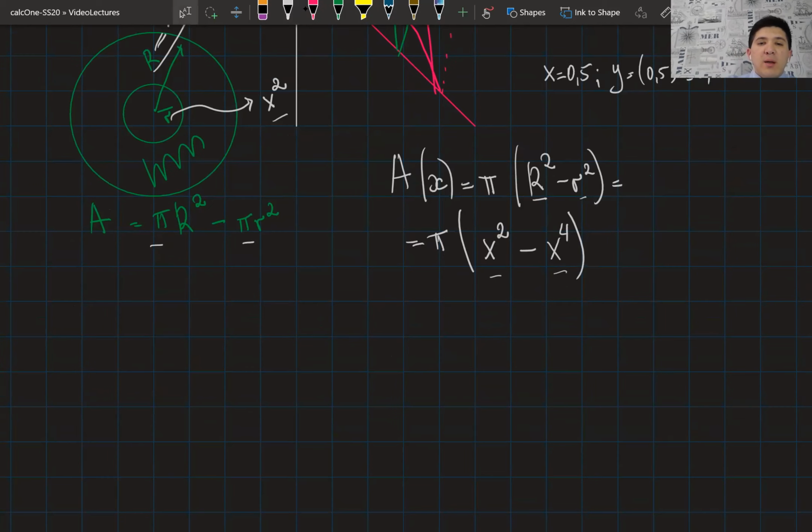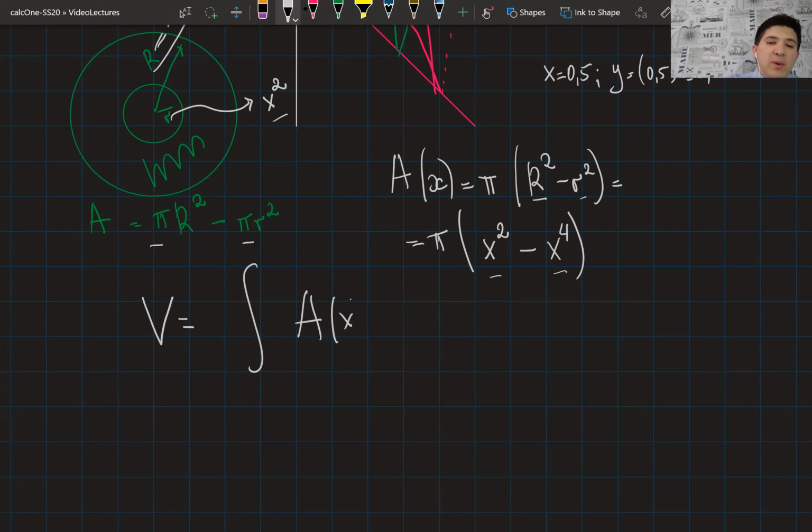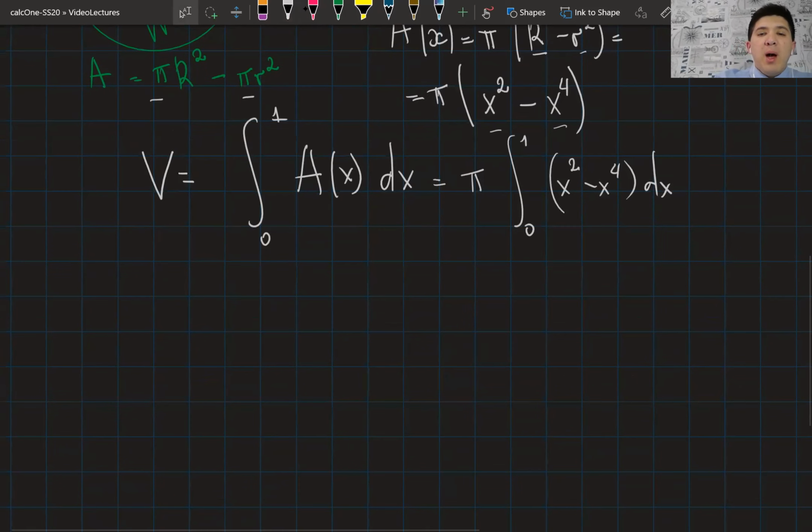So I've got the area function. What I have to do in order to find the volume is create a lot of areas between 0 and 1, and we basically just need to sum them, right? So I'm creating a lot of slices between 0 and 1, and by finding the sum, I can find the volume. So this is equal to the integration of pi from 0 to 1, x squared minus x to the power of 4 dx. Please note that I took the pi out of the integration since it doesn't depend on x.